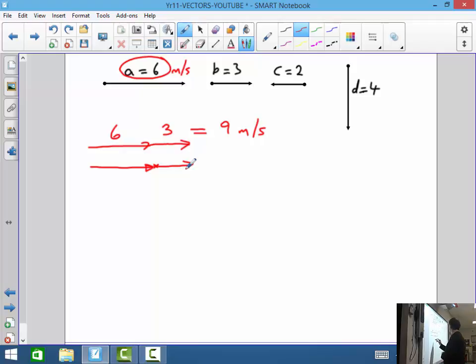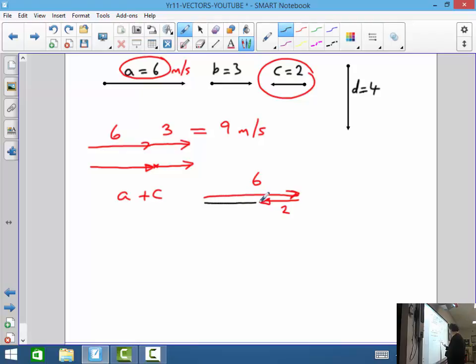If I asked you to do, say, A plus C, you would do A, which is 6 off to the right, and you would bring the C back 2 in the opposite direction, because this C here is 2 to the left. So at the tip of the first vector, we go backwards in the direction of C, which is 2. The final vector would be from the start of the first vector to the end of the last. So that's the answer for A plus C. The answer would be 4, and you would just do 6 minus 2 on a calculator, and it's going to be off to the right.